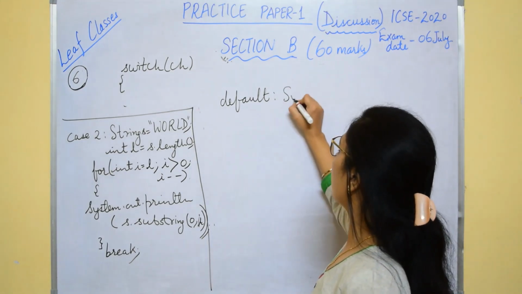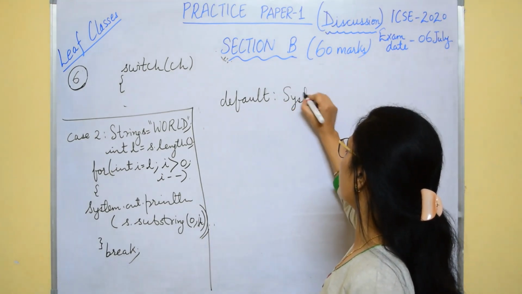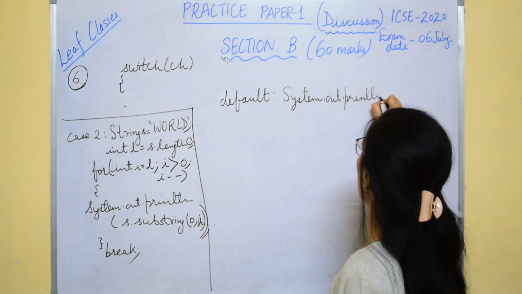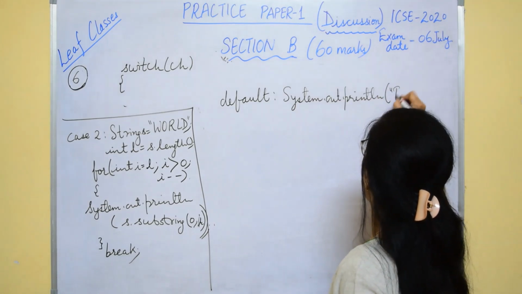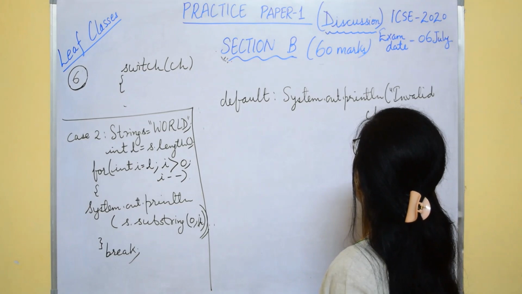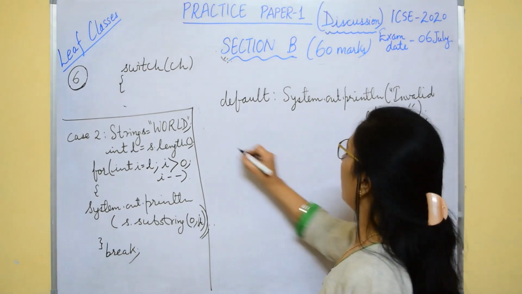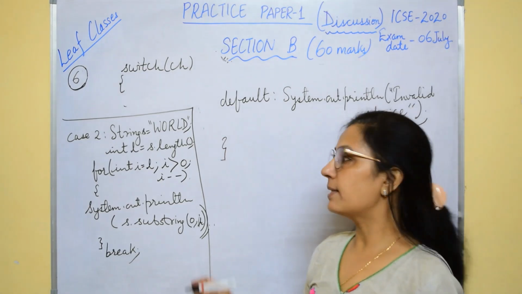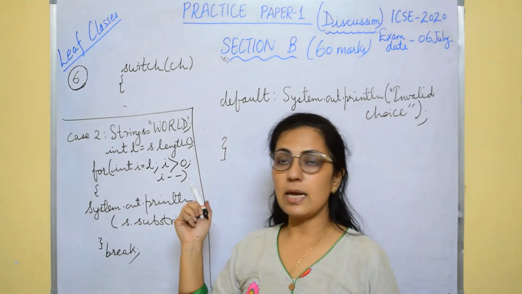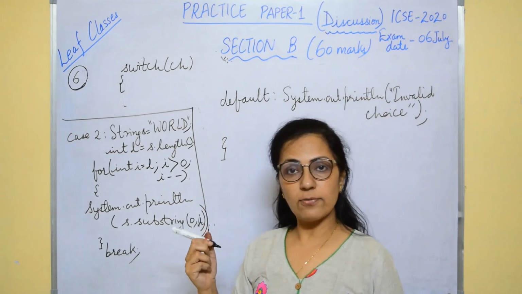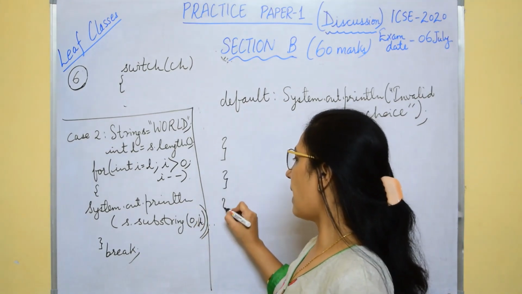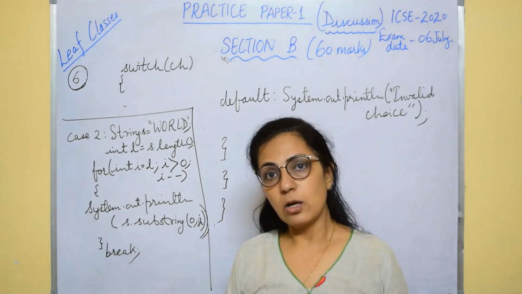So here you can give some appropriate message. System.out.println and you can write invalid choice. And no need to give break statement after default because as it is taking you to the closing braces of switch. So here your switch is over, then you will close main and then your class will be closed.